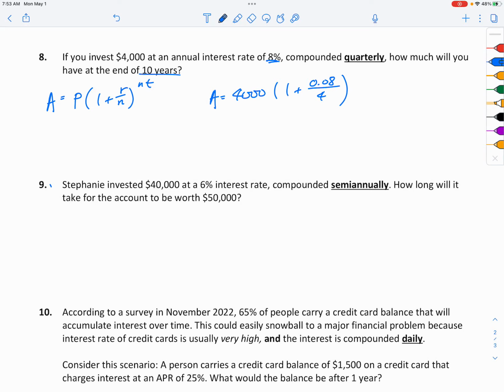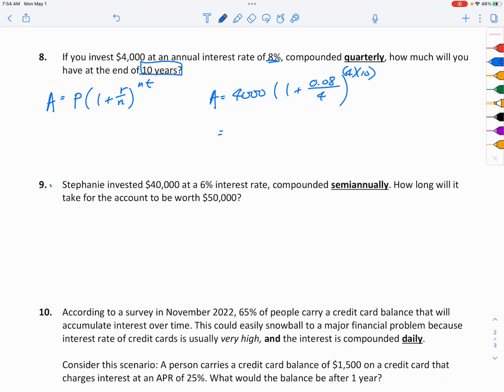And how many times do you collect interest over 10 years? 4 times 10. That many times, 40 times total. So this is how you understand the meaning of the exponent. You don't just plug in numbers and say, all right, let's just use a calculator to do it. You need to understand why those numbers are there.